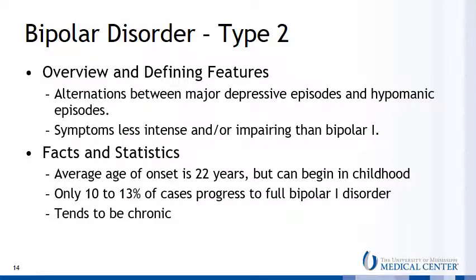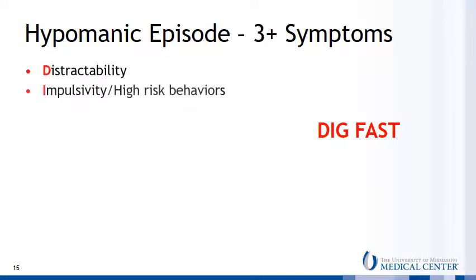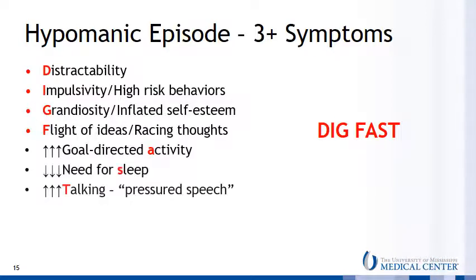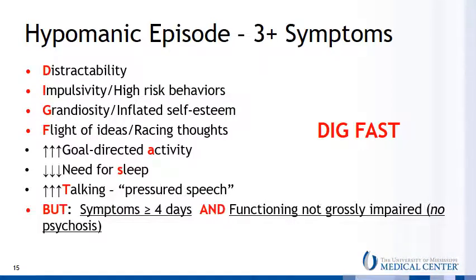Like bipolar type 1, type 2 tends to be chronic. Only a small percentage of bipolar type 2 patients progress to type 1 with a manic episode. Hypomania shares the symptomatology of mania, but the symptoms are less intense and only have to present for 4 or more days. In addition, functioning cannot be grossly impaired. Nonetheless, people in hypomanic episodes can display poor decision-making, particularly due to increased impulsivity.